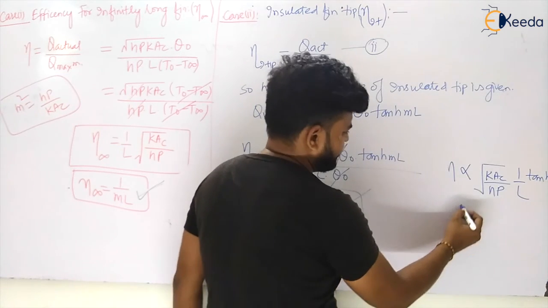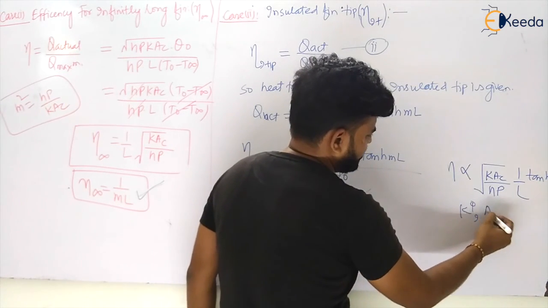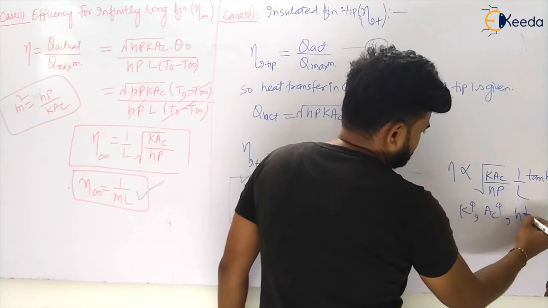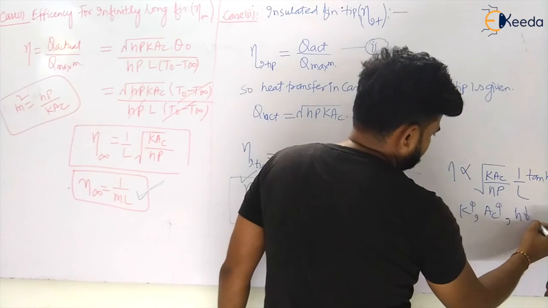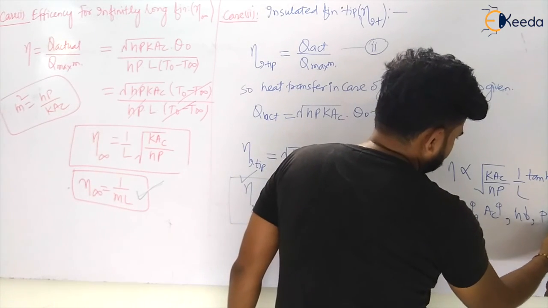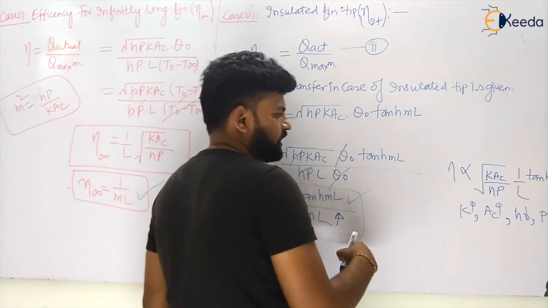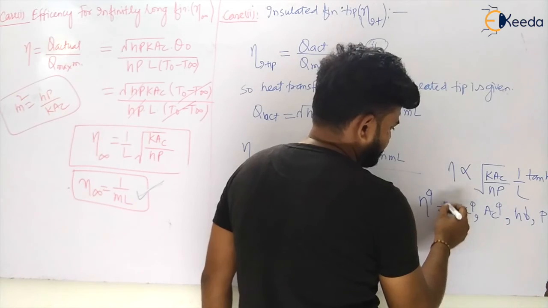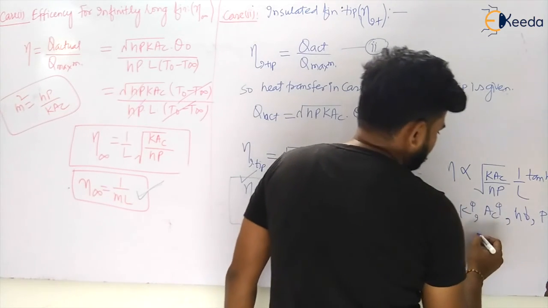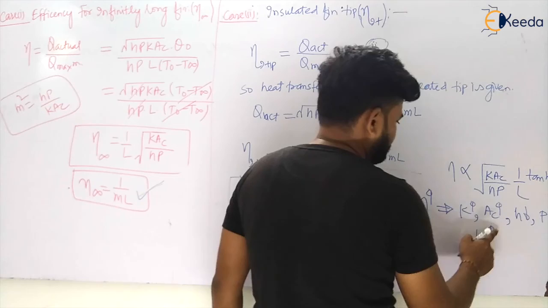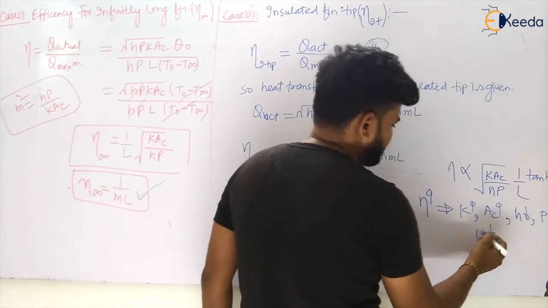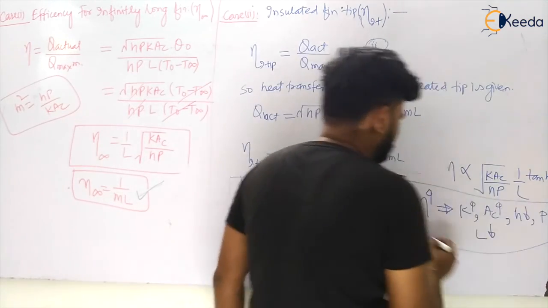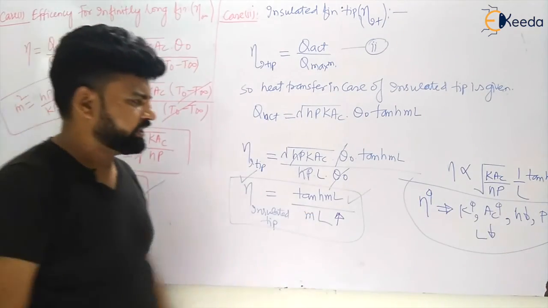So if you are increasing conductivity, then efficiency is increasing. If you are increasing cross sectional area, then efficiency is increasing. And if you are decreasing your heat transfer coefficient, then efficiency is increasing. If you are decreasing the perimeter, then your efficiency is increasing. Okay. So like this, efficiency will increase if you increase or decrease all these parameters. And also if you are increasing length L, then efficiency is decreasing. And if you are decreasing length L, then efficiency is increasing. So like this you can observe, you can analyze. Okay. So there can be a 1 mark question on this.